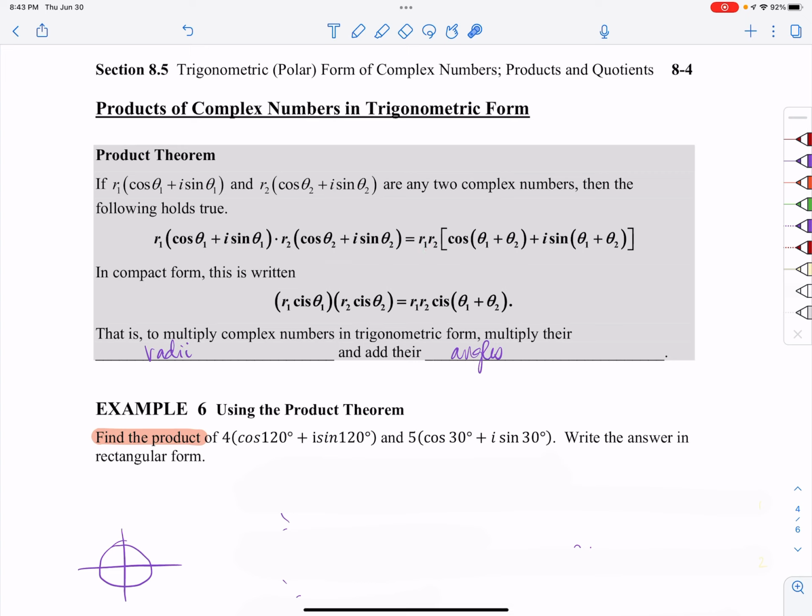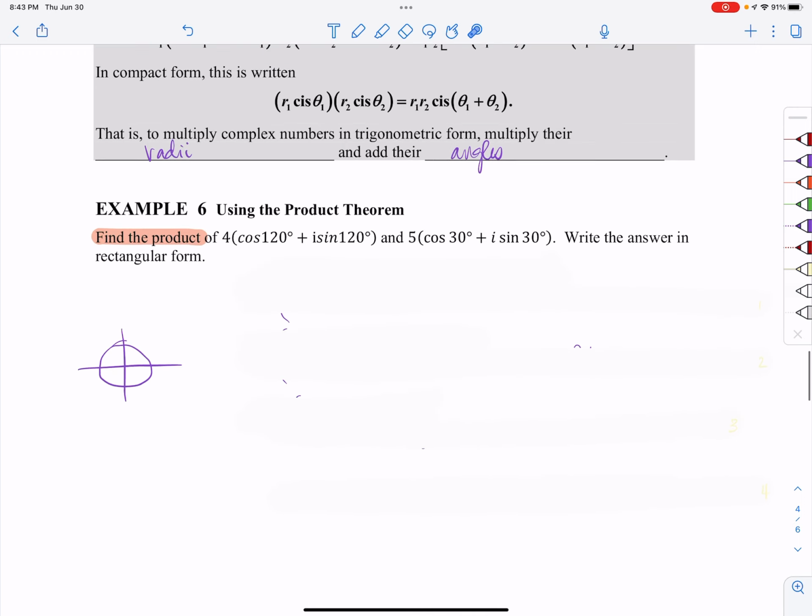And then notice that I have the basic trig form. I have cosine theta plus i sine theta. The difference here is that I'm adding those two thetas together. If I were using the abbreviated version, this would be, again, radius times radius cis, add your thetas together. That is, to multiply complex numbers, you're going to simply multiply the radii, add the angles. All right, so let's put that into practice then.